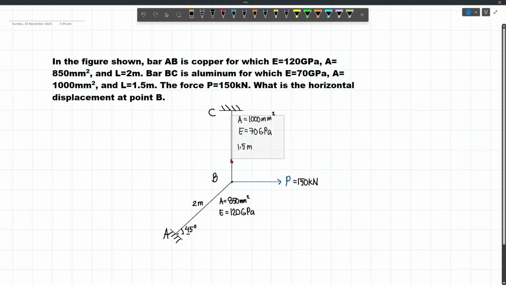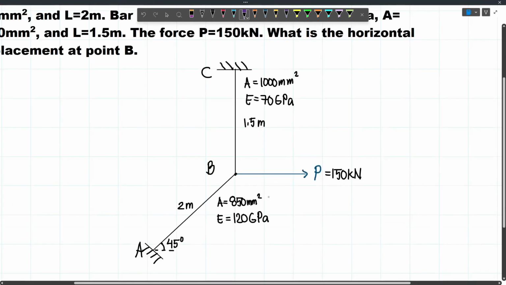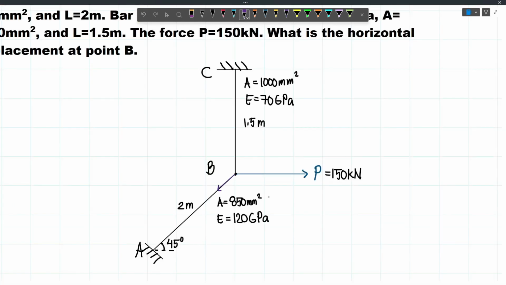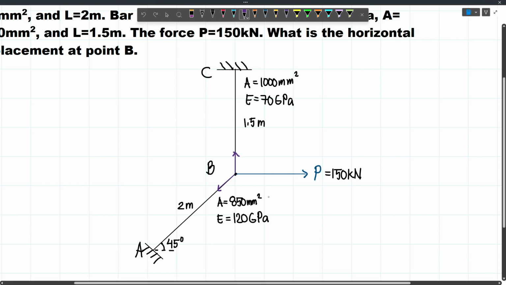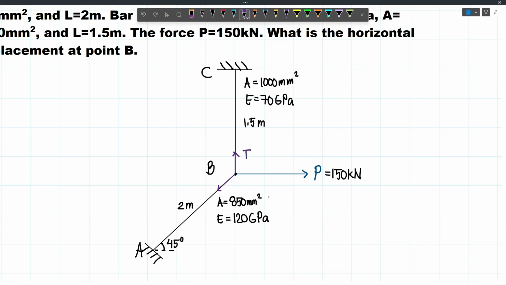Ako na lang gi-label daan ang properties niya. What is the horizontal displacement at point B? So first, let's draw the FBD. Now kani siyang duha ka cables, naa siya tension forces. And so mo-away siya sa atong reference point. So kani siya ganlan natog TBC lang, and then this one will be TAB.